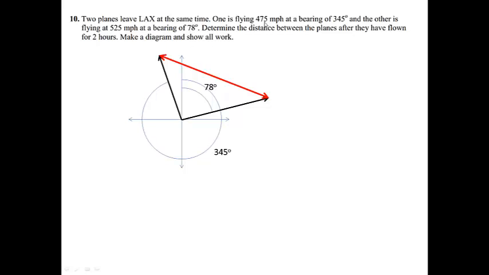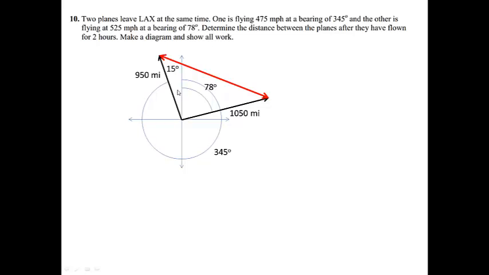Well, 2 hours at 475 miles per hour is 950 miles. And 2 hours at 525 is 1,050 miles. So they're flying away, and you're trying to find how far apart those two planes are. Okay, we have a side, so we need an angle in here to find this. In between, I hope you can see that you already have 78. You're just missing this little piece in here.